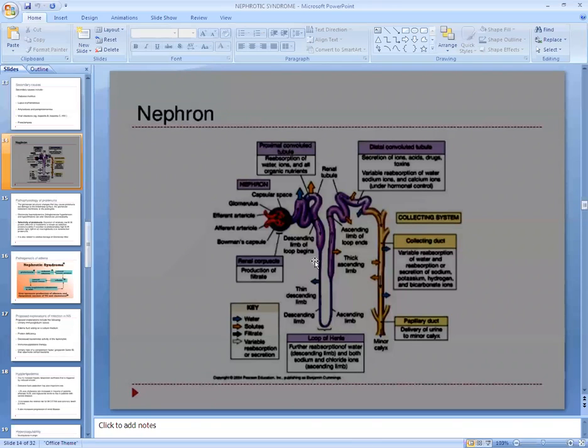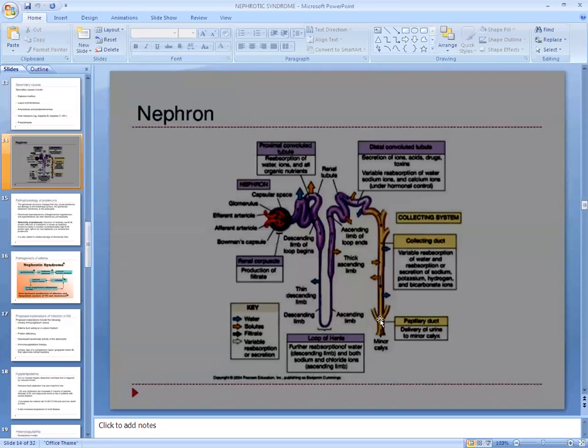This is the descending limb of loop of Henle. This is the curved ascending limb of loop of Henle. Then it continues as distal convoluted tubule. Distal convoluted tubule continues as collecting duct. Collecting duct will open into duct of Bellini, which opens into renal papilla.